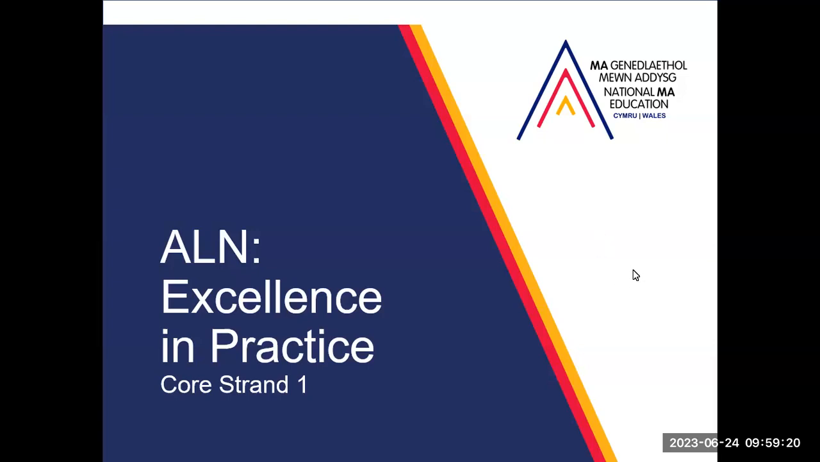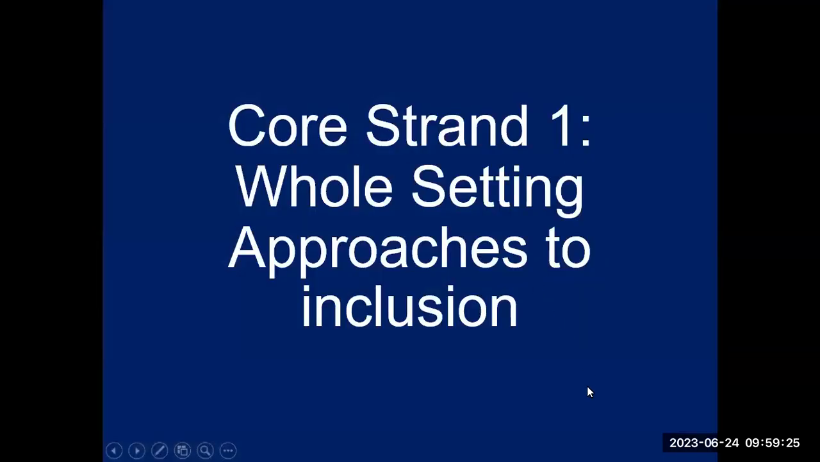So like I said then, core strand 1 looks at whole setting approaches to inclusion. And really within core strand 1, we were looking at some of those fundamental underlying principles related to inclusion, related to supporting learners with additional learning needs. So things such as inclusive education, neurodiversity, perceptions of disability, mindset, resilience, and aspects around that. And like I said, these are all fundamental principles to understand and to think about when working with children more generally, but particularly children with additional learning needs.